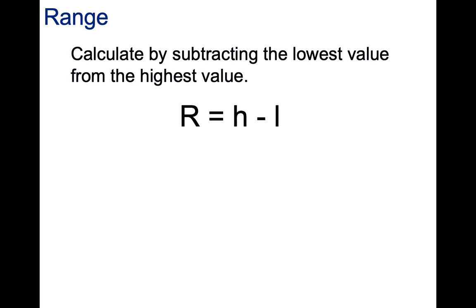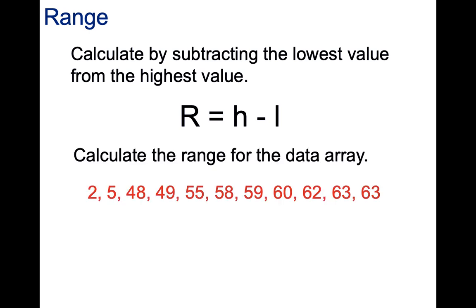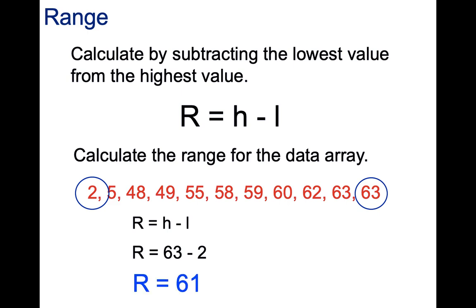Let's talk about range for just a moment. It says here, calculate by subtracting the lowest value from the highest value for the range. And that's very simple. So if we go back to our good old data set that we've been working with here, we see the highest value is 63 and the lowest value is 2. So if we subtract those 2, we get a range of 61, and very simple.